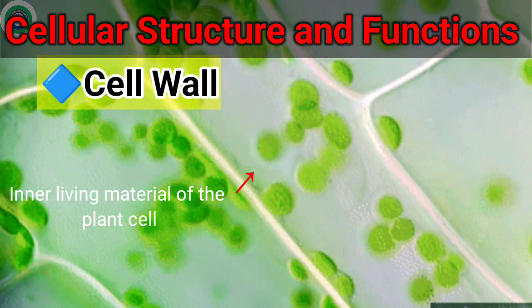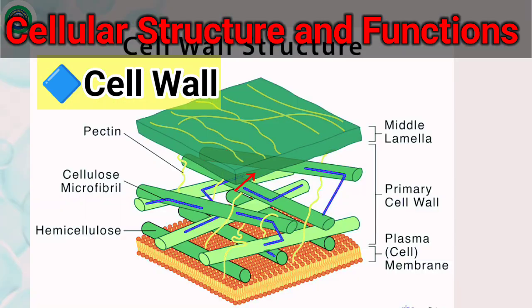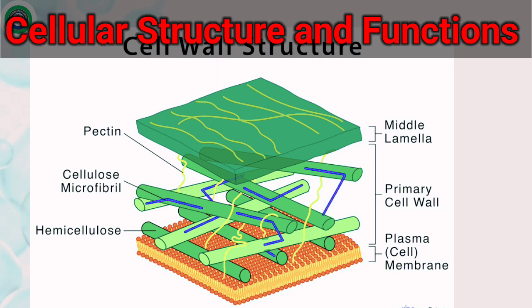The outermost layer of the plant cell is known as the primary cell wall, and cellulose is the most common chemical in it. Some plant cells, for example the xylem cells, also have a secondary cell wall on the inner side of the primary wall. There are many pores present on the cell wall. These pores are called plasmodesmata.